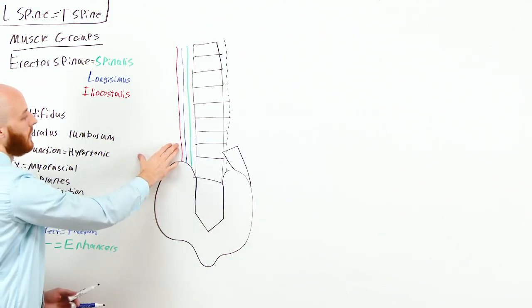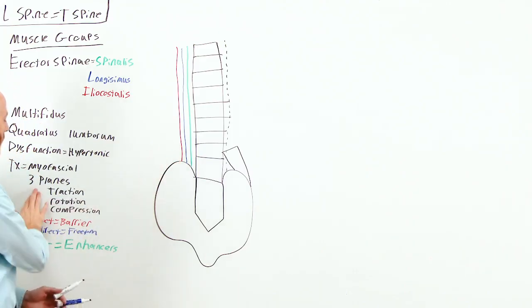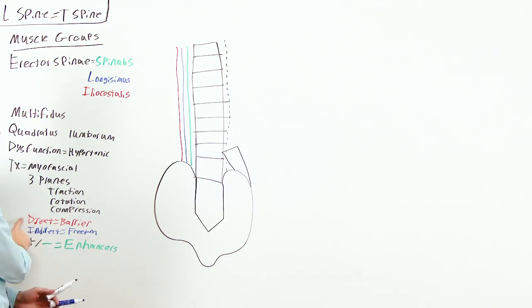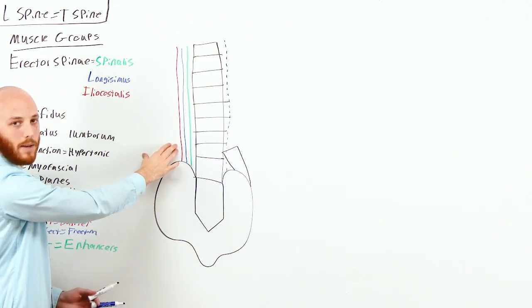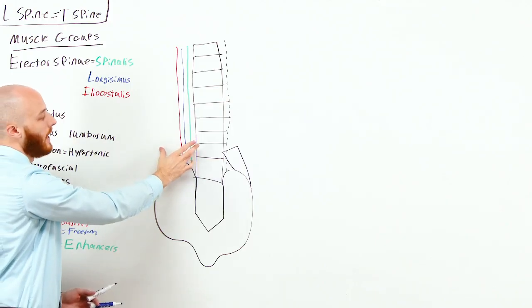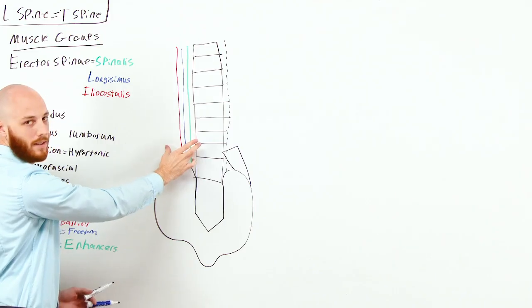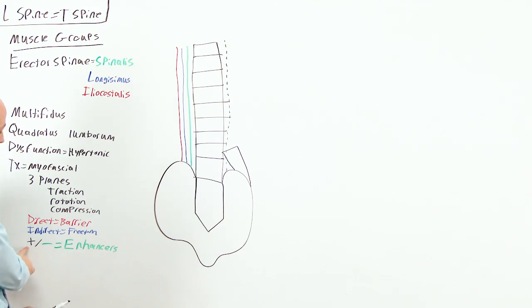So if we're going to use enhancers for this treatment, I'm going to set the patient up into the 3 planes and either engage the direct or indirect barrier, and then I'm going to ask the patient to flex the muscle groups. So I'm going to ask him to extend his spine to engage these muscles. That's going to be your enhancer, and that makes it an active technique.